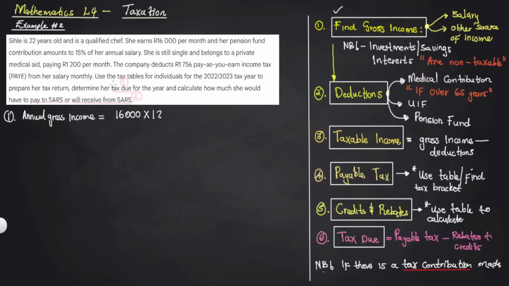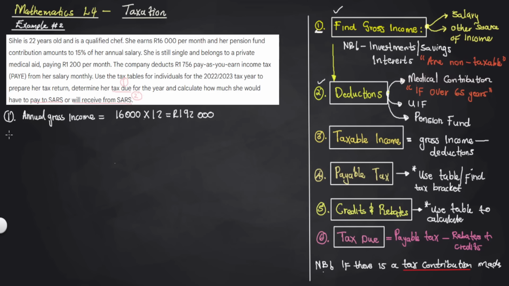So is there any other income I told you? Nope. So this is going to be equal to 16,000 times 12. The answer is 192,000. So this is how much she is earning per year, right? Okay, and her pension fund contribution amounts to 15% of her annual salary. Done with step number 1, we have the gross income.